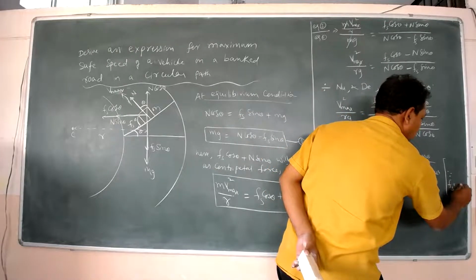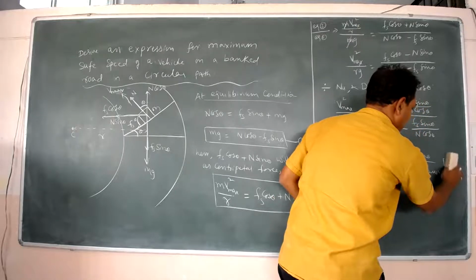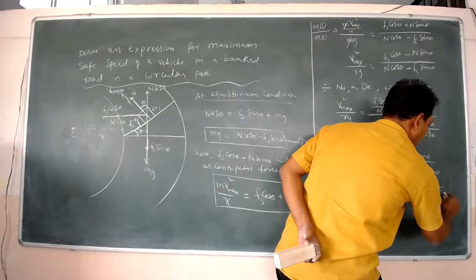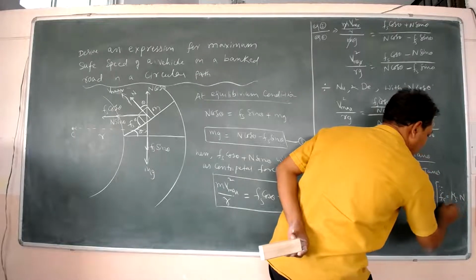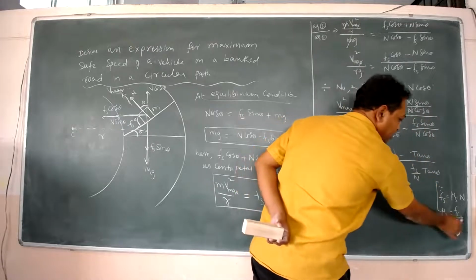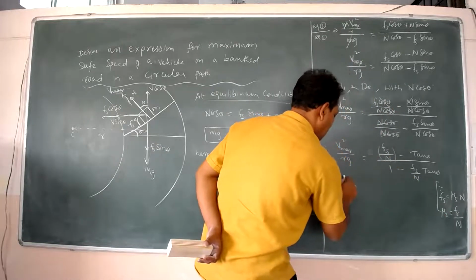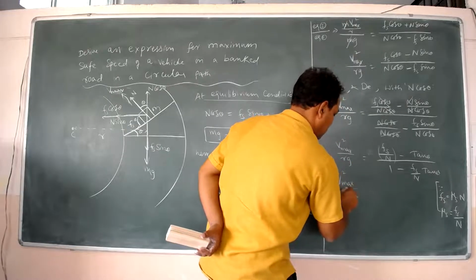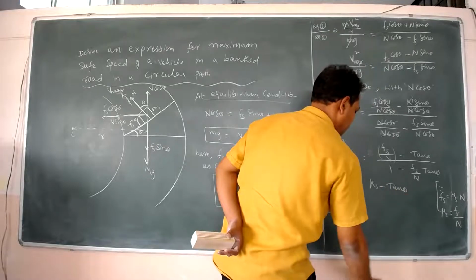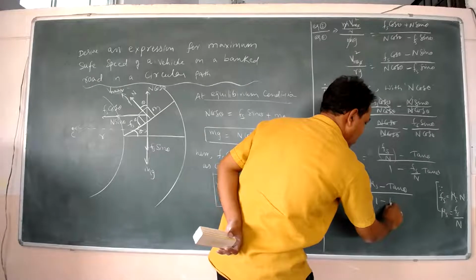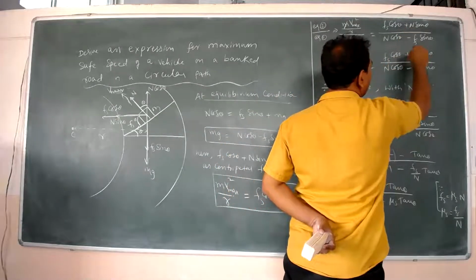Since we know that Fs is equal to mu s into N, therefore mu s is equal to Fs by N. So wherever Fs by N is there, I write mu s. Here we can write V max square by Rg is equal to mu s plus tan theta divided by 1 minus mu s tan theta. So this will be plus.